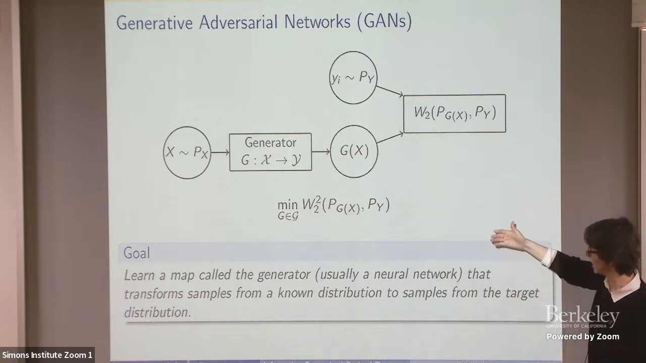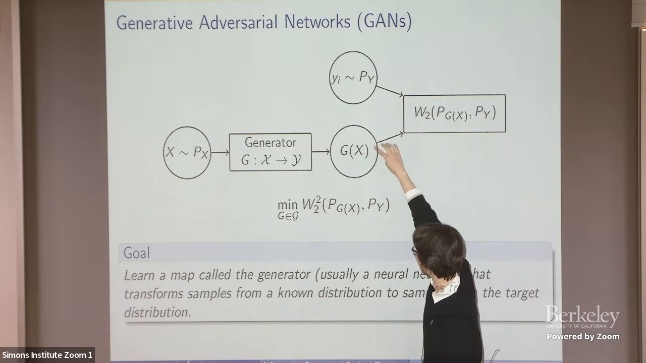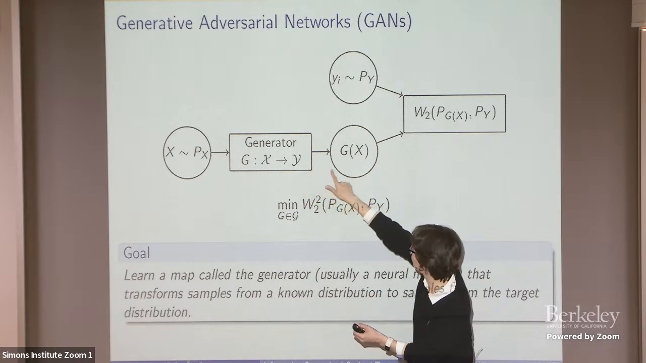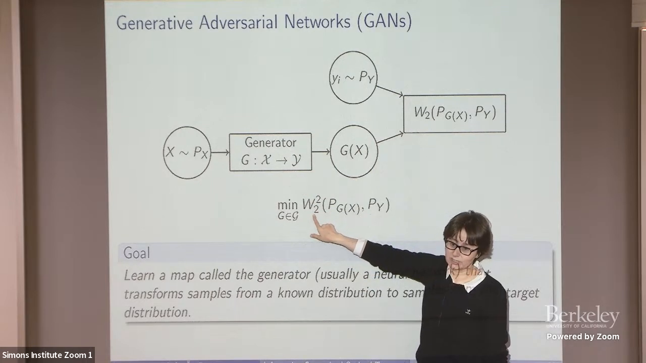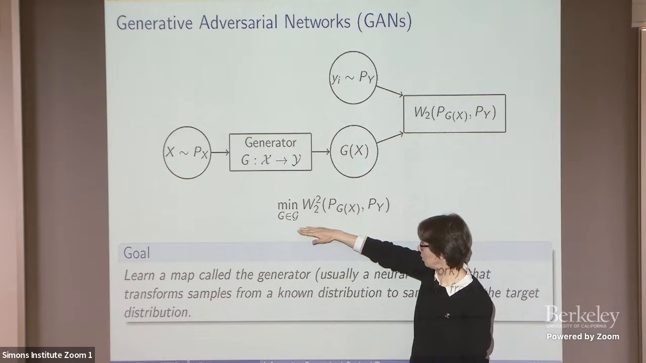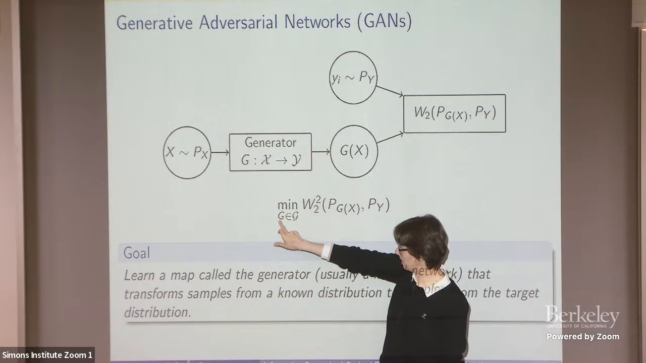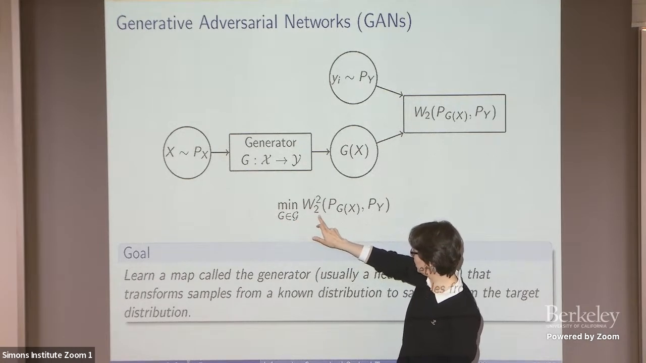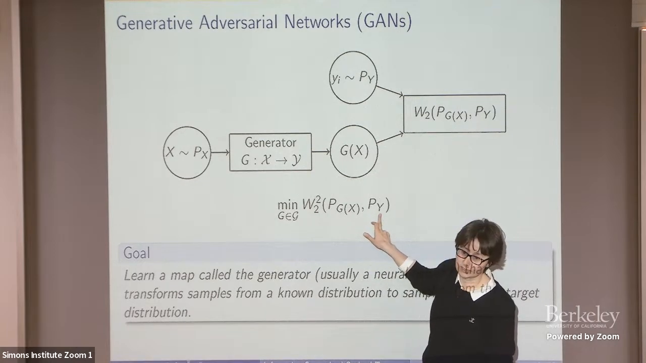And you can formulate this as an optimization problem by fixing a loss function here, and a way to measure the distance between your generated distribution at the output of the generator and the target distribution. One popular metric for that is the Wasserstein distance. Then you have to solve this optimization problem: find the best mapping, the best generator in a given class, that minimizes the Wasserstein distance between the generated distribution at the output and the target distribution Py.